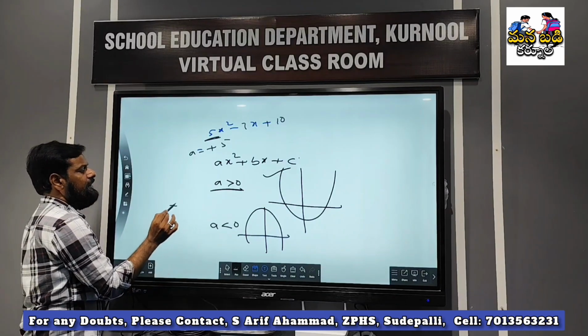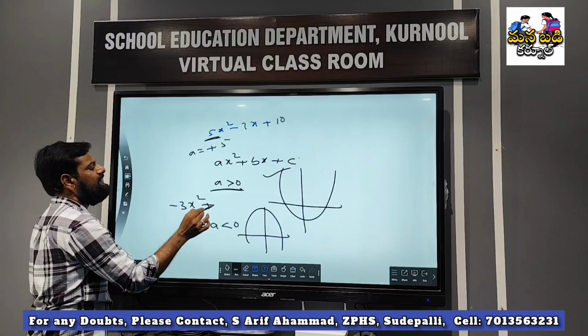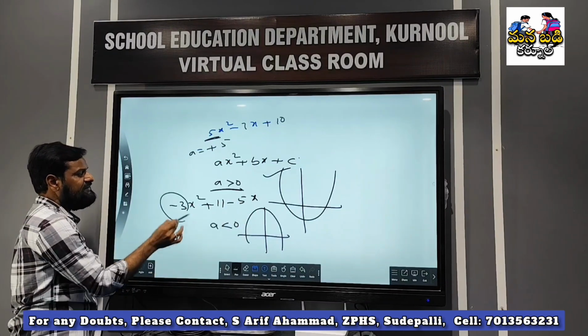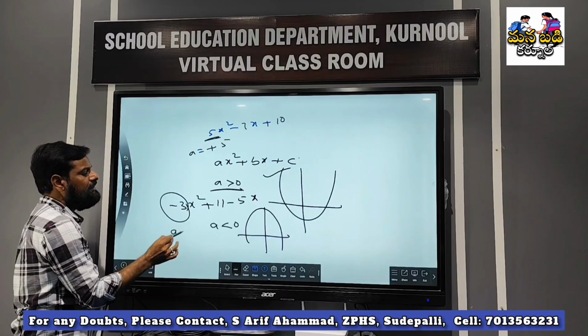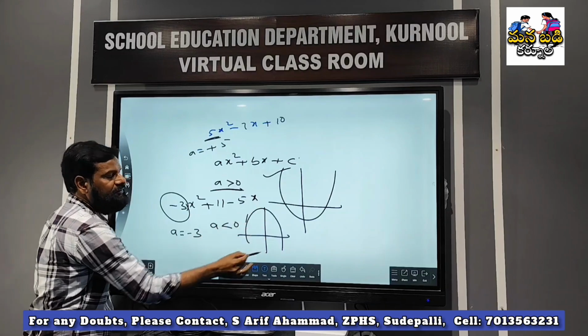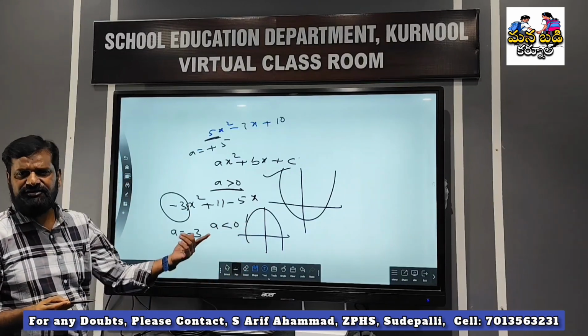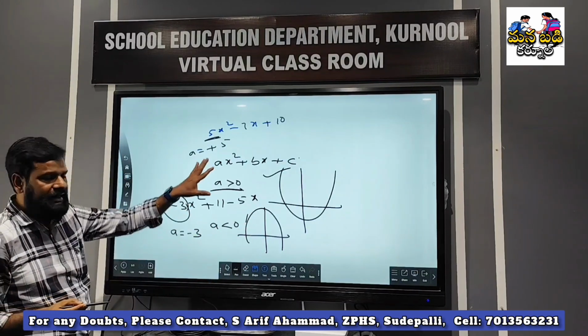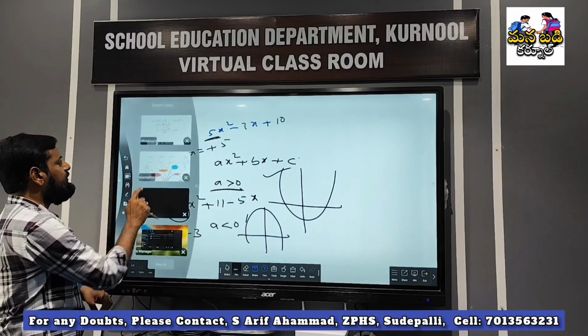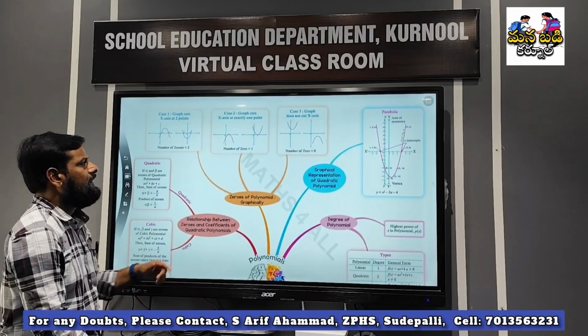Next, this one: minus 3x square plus 11 minus 5x. The x square coefficient is this. a is equal to minus 3. Negative. So the parabola will face downwards. They may ask this type of questions also. Why? This concept is covered in the textbook. So these type of concepts we have to practice more.